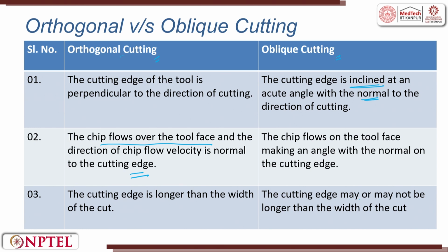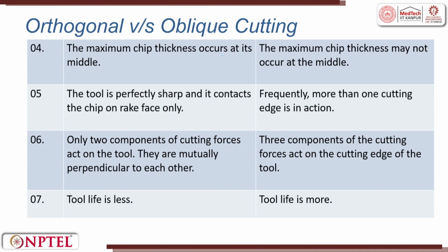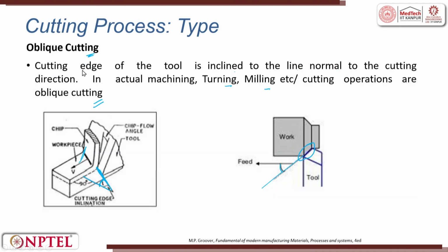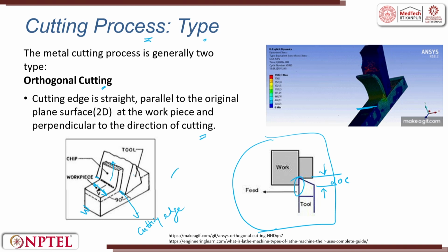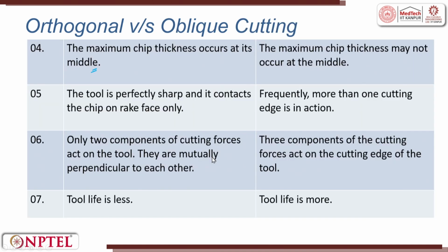Here the cutting edge may or may not be longer than the width of cut. The maximum chip thickness occurs at the middle. So when the chip flows and you take a cross section, the maximum thickness of the chip would be in the middle. This is a chip cross section. The tool is perfectly sharp and it contacts the chip on the rake face only. Only two components of cutting force act on the tool. They are mutually perpendicular to each other.